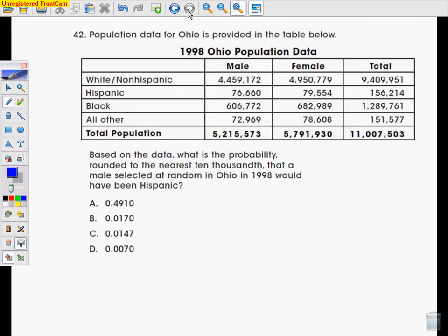All right, last problem, number 42. Population data for Ohio is provided in the table below. Based on the data, what is the probability rounded to the nearest 10,000th that a male selected at random in Ohio in 1998 would have been Hispanic? Okay, so here, again, probability is going to be the number of favorable outcomes divided by the total number of outcomes.